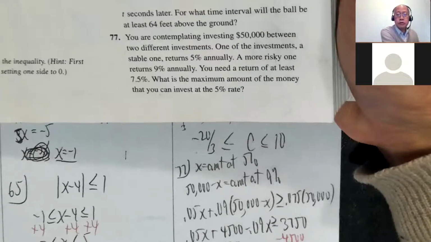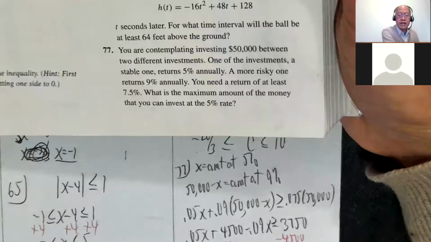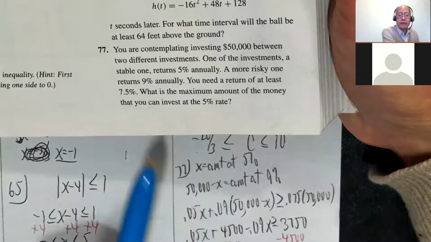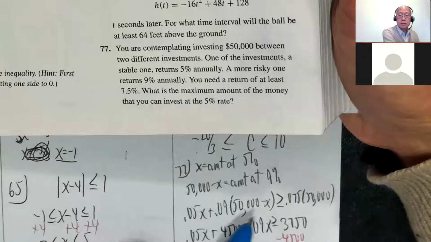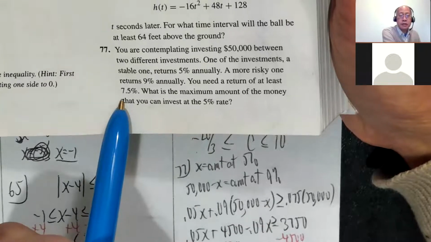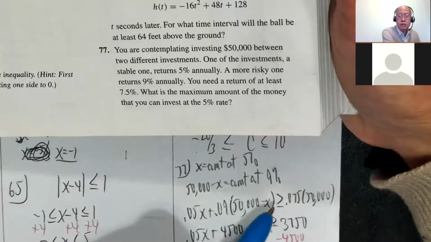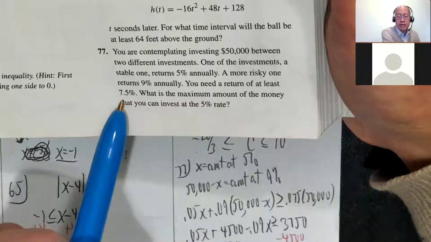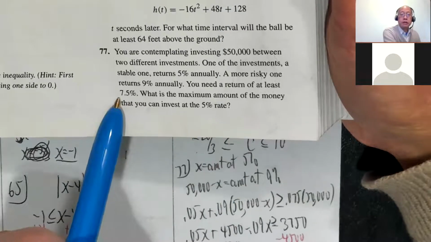Okay, so now the return, the amount that you're going to make in interest, is 5% of X, 0.05X, and then 9% of the rest, so 0.09 times 50,000 minus X. You want it to be at least 7.5%. At least means greater than or equal to, doesn't it? That's the interpretation of at least. I know it sounds weird that you're doing greater than or equal to even though it says at least, but think of it logically.